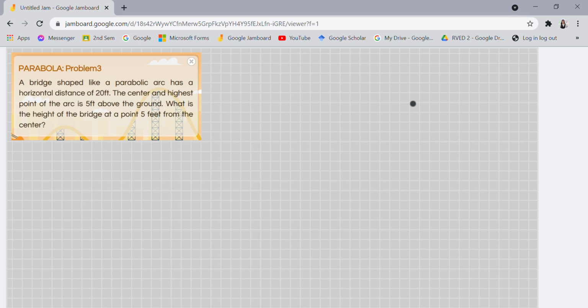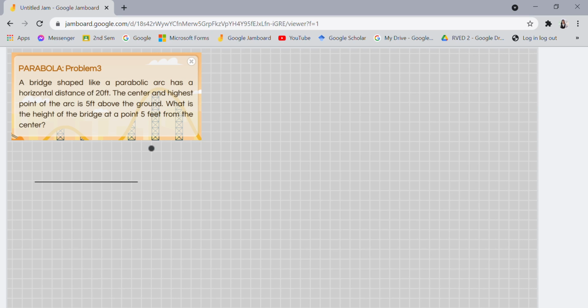So, meron naman tayong keyword na binanggit sa problem. Sabi daw, the center and the highest point of the arc is 5 feet above the ground. So, let's say, ito yung ating horizon. Ito yung pinaka-ground level natin. So, pwede nating isipin na baka yung bridge ay paganyan. Okay? Kaso, pagka ganyan, di sana ang sinabi ay lowest point. But in the problem, sinabi the highest point of the arc.